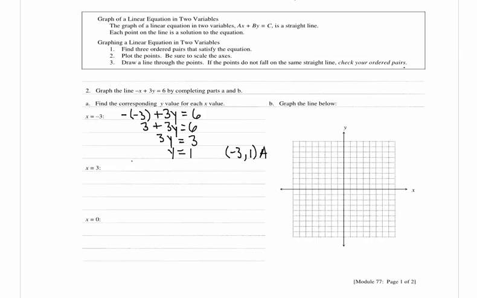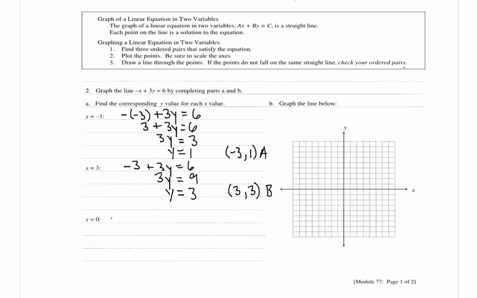For x is equal to 3, we're going to have negative 3 plus 3y is equal to 6. And now we're going to add 3 to both sides, and we get 3y is equal to 9. And now we're going to divide both sides by 3, and we get y is equal to 3. So our point here is 3, 3, and we'll call this point B.